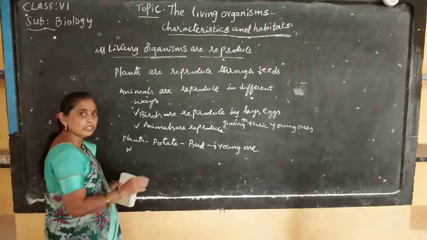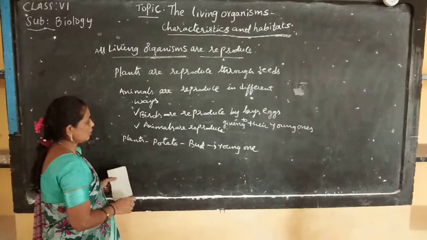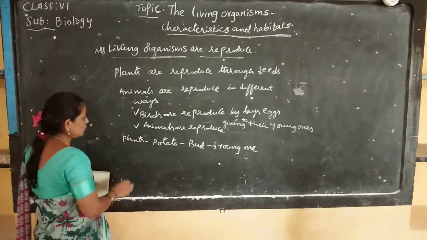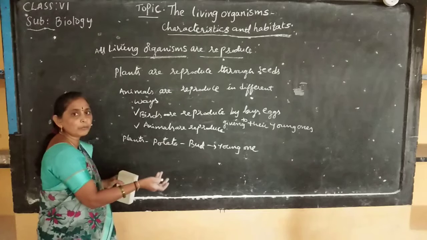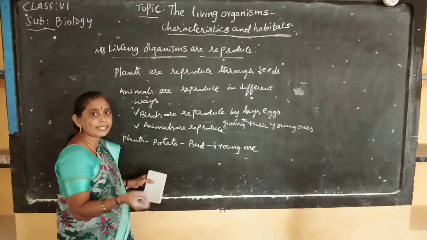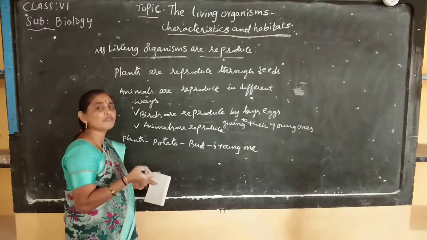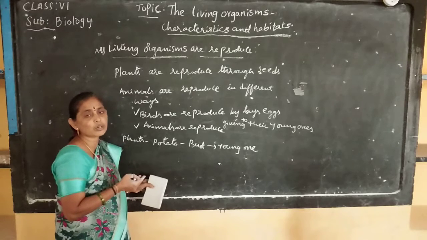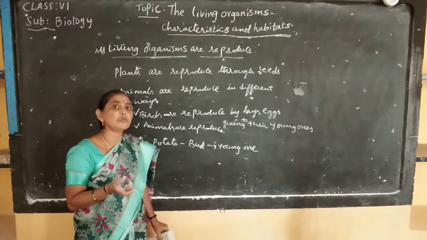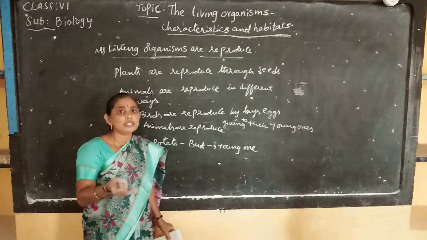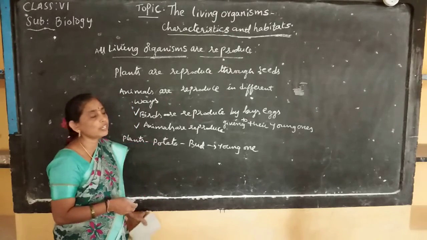Next, another one is neem. The neem plant is reproduced through seeds. Next, plants reproduce in different ways. Some reproduce through seeds, and some reproduce from their vegetative parts like leaves, stems, and roots. These are known as vegetative parts. That process is known as vegetative propagation. Plants reproducing from their vegetative parts like leaves, roots, and stems to develop into young ones is known as vegetative propagation.